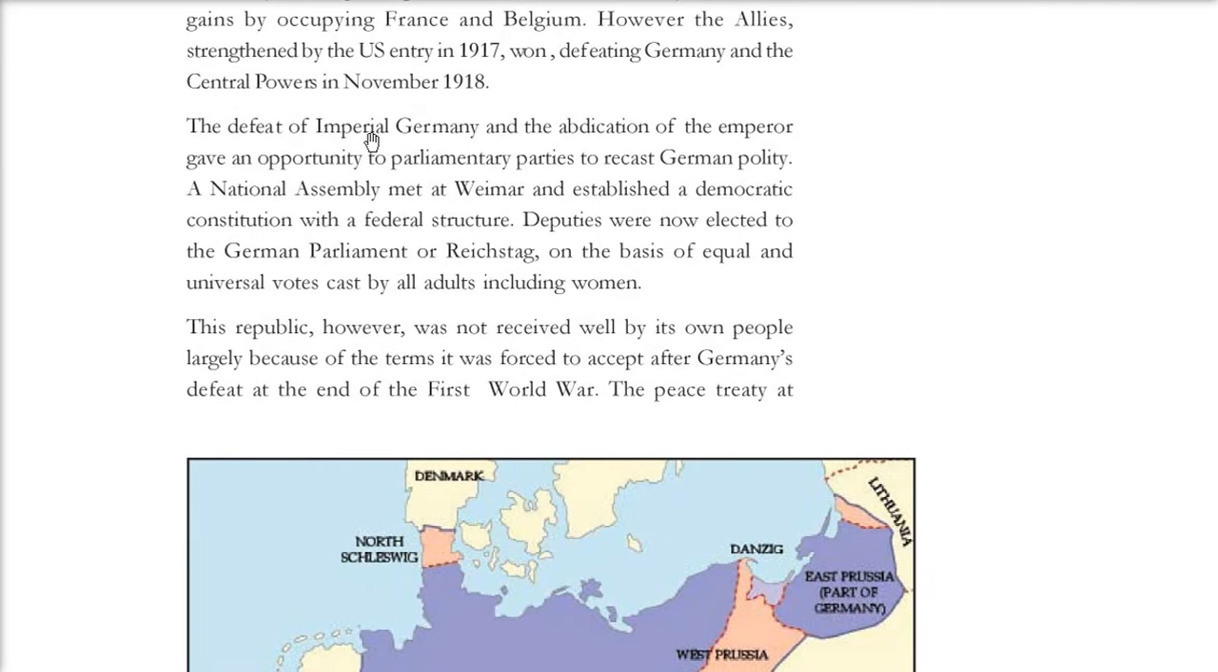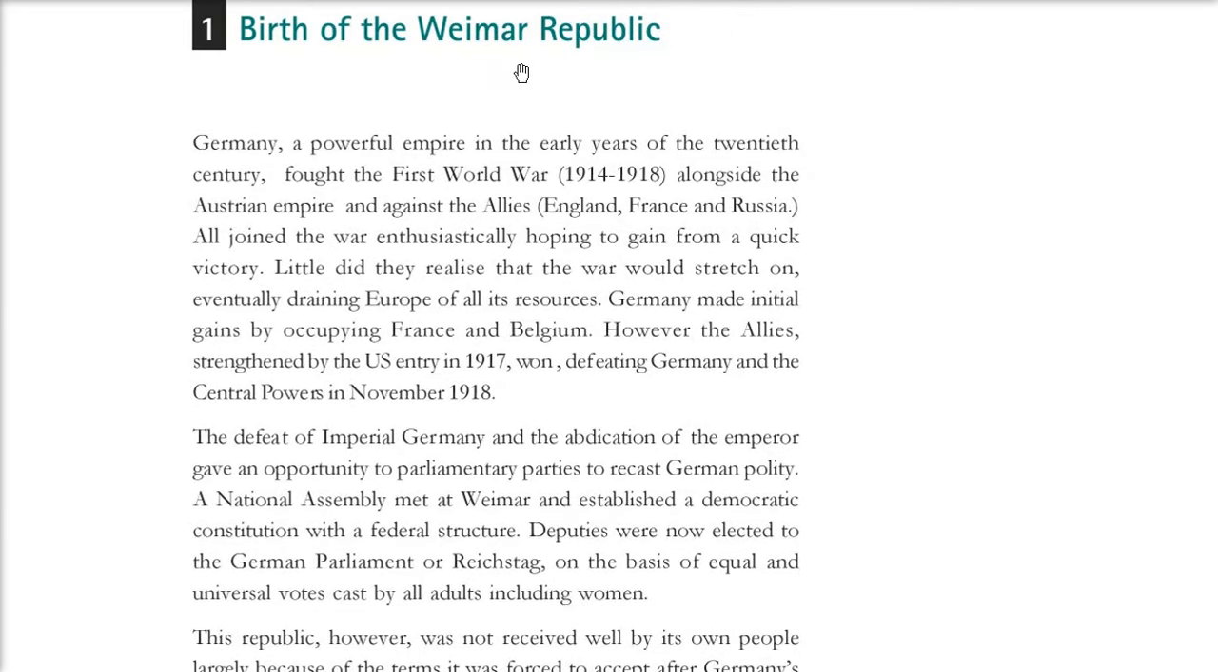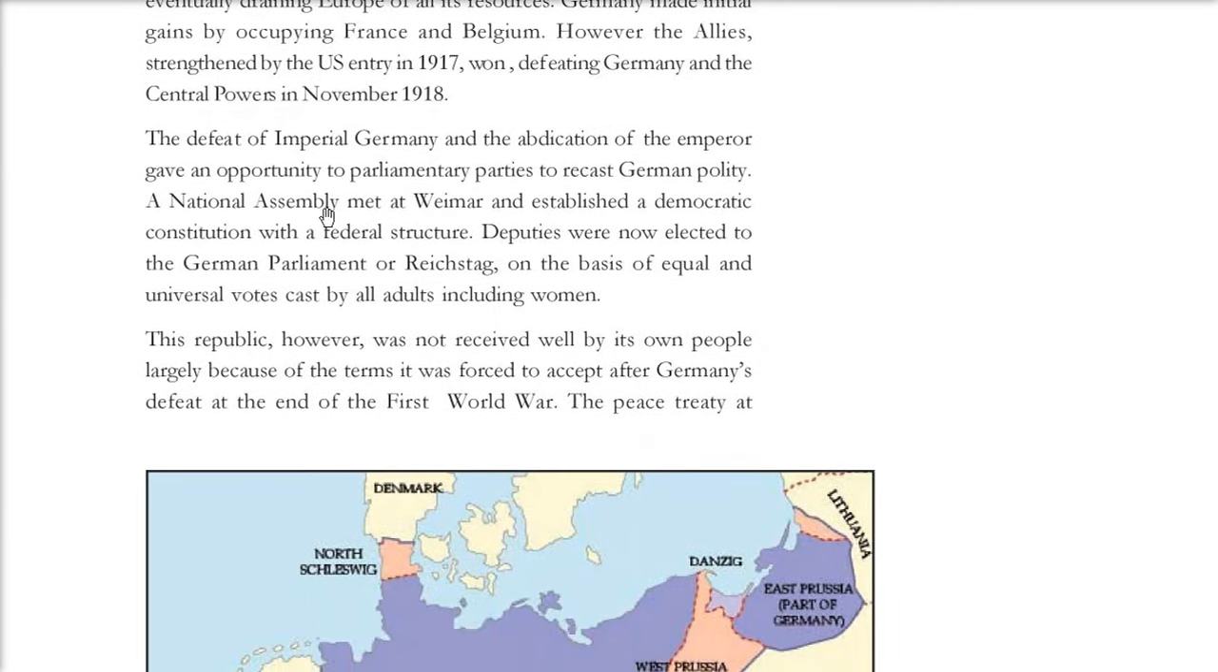Now, after the defeat of Imperial Germany and the abdication of the Emperor, it gave an opportunity to parliamentary parties to recast the German polity or German politics, because Germany had been defeated. So a national assembly met at Weimar. That is why we call it the Weimar Republic. So the National Assembly met at Weimar and they established a democratic constitution with a federal structure.